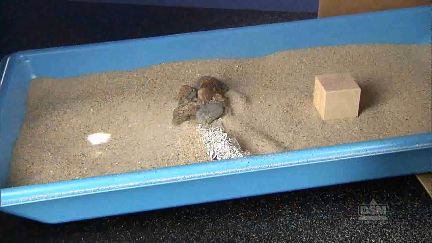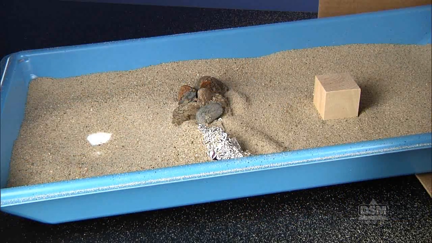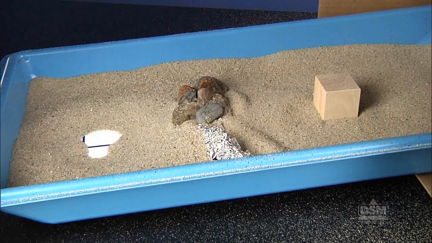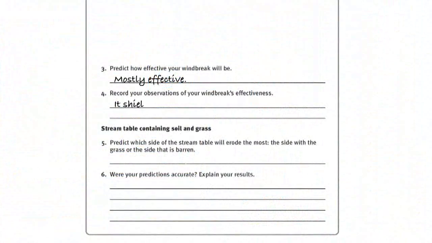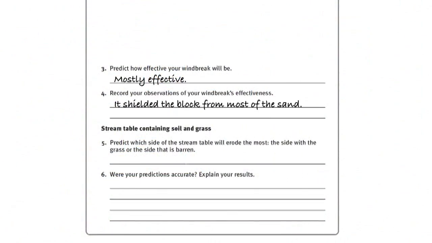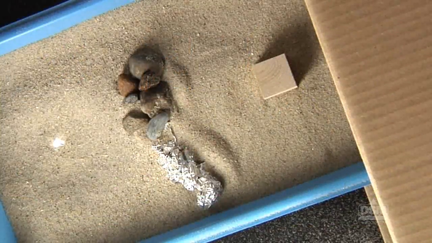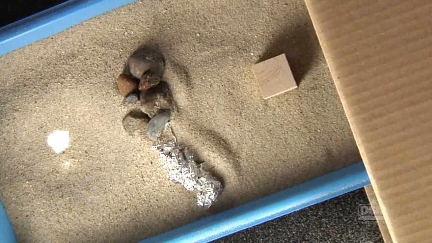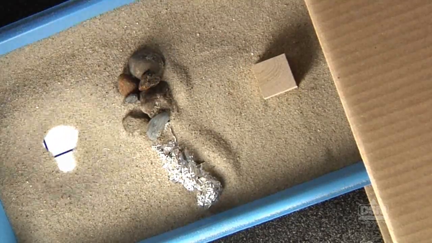When teams have finished constructing their windbreaks, have them test the effectiveness by blowing on the sand in front of it a total of 50 times. After the students have finished experimenting and recording their results, ask, how effective were your designs? An effective windbreak will have prevented any sand from being deposited on top of and next to the wooden block. Have teams share their windbreak designs and explain why they were or were not successful.